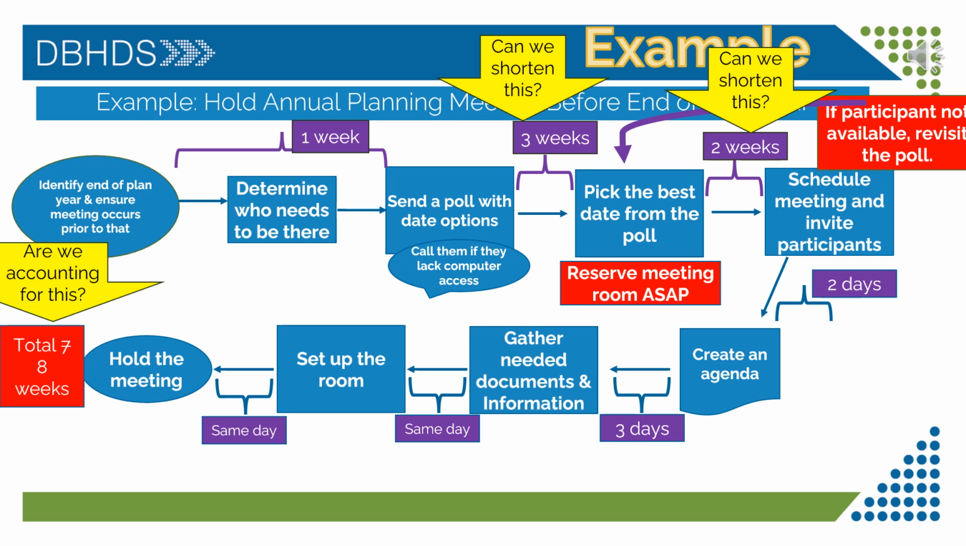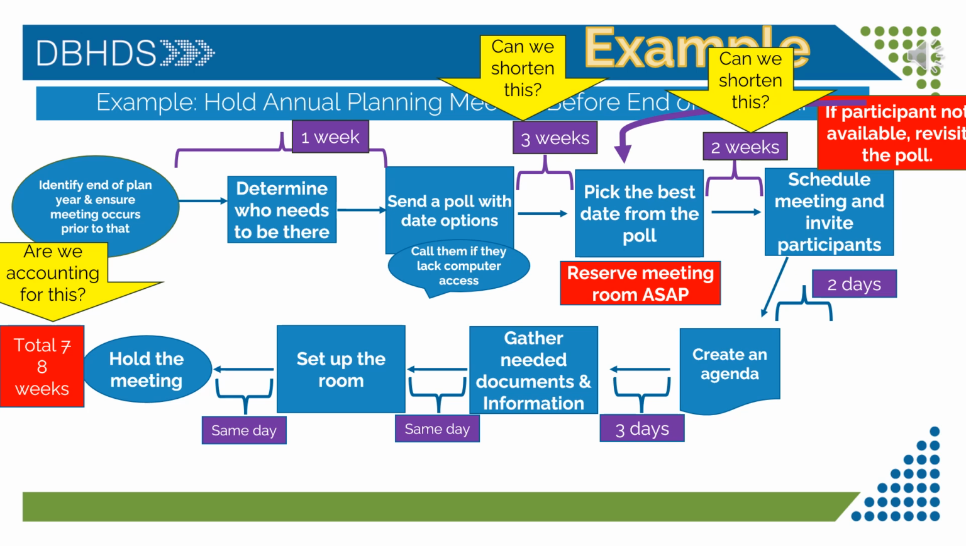In our example, the team has gotten together and asked questions of our process map. And they are curious if perhaps we can shorten the 3 weeks of time that it takes to pick the best date from the polling step. They also wonder if we could shorten the time from picking the date to scheduling the meeting. Those together currently take 5 weeks.